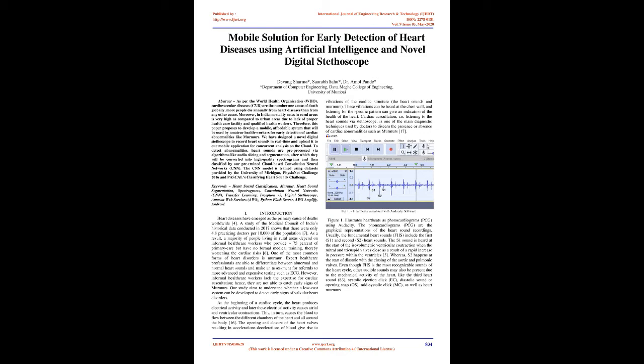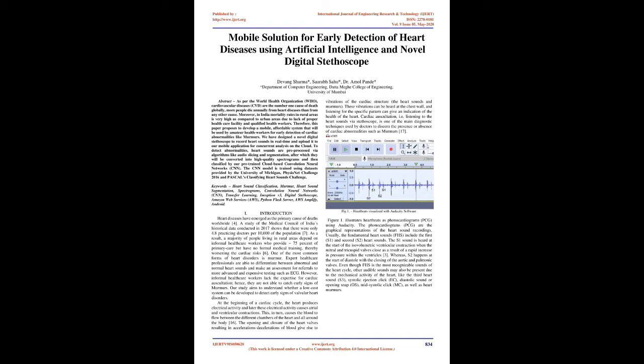At the beginning of a cardiac cycle, the heart produces electrical activity and later this electrical activity causes atrial and ventricular contractions. This, in turn, causes the blood to flow between the different chambers of the heart and all around the body. The opening and closure of the heart valves resulting in accelerations-decelerations of blood give rise to vibrations of the cardiac structure, the heart sounds and murmurs. These vibrations can be heard at the chest wall, and listening for the specific pattern can give an indication of the health of the heart.